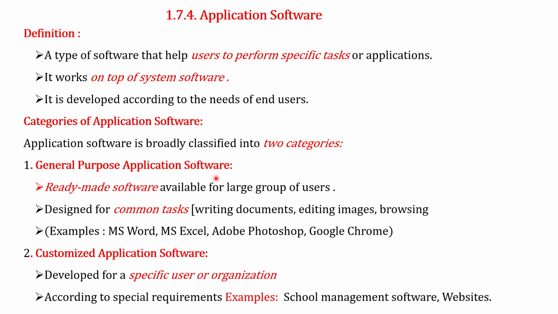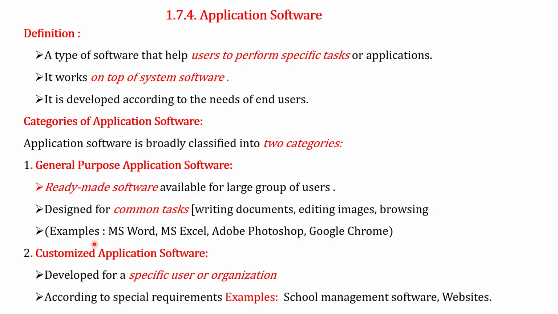The general purpose application software is ready-made software which is available for a large group of users. It is not specific to a particular organization or a particular individual. Many people can use this ready-made software, and it is designed for performing common tasks like writing documents, editing images, and browsing the internet. These are some common purposes for which we use general purpose application software.